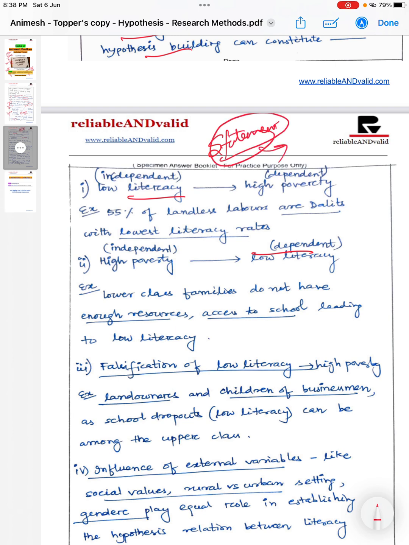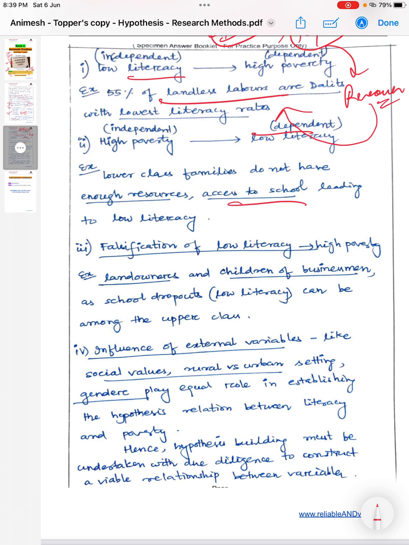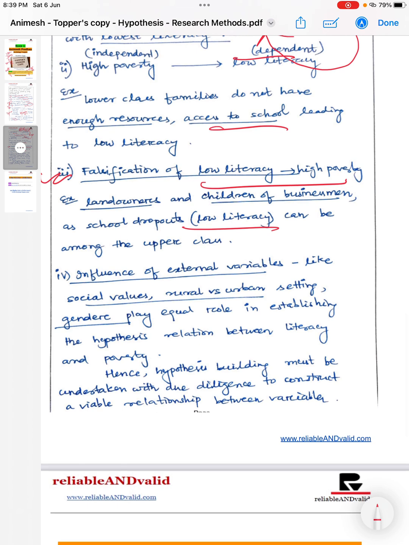That hypothesis is a statement, right? So you mention the statement between poverty and illiteracy and how this statement is verified through research. The findings of the research are mentioned here: 55% of landless laborers are Dalits, lower class families do not have enough resources. All these things are mentioned. Then while you are researching the validity of this statement, you might also come across evidences which falsify this statement. That also should be mentioned. So that is very well mentioned here, that even rich people can be illiterate, as it happens in many pockets of India.